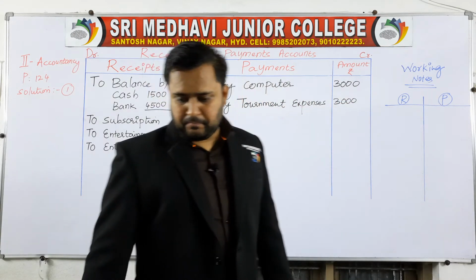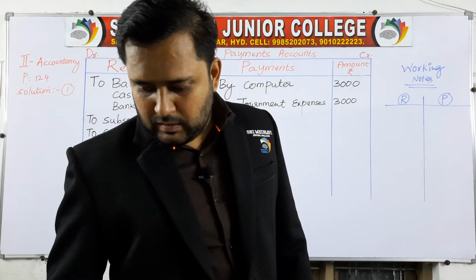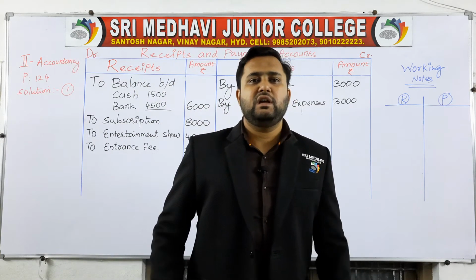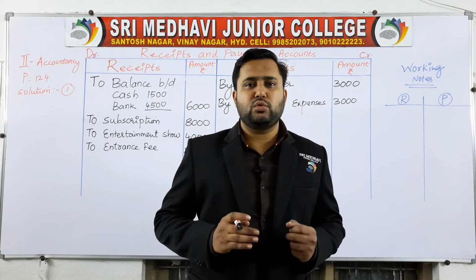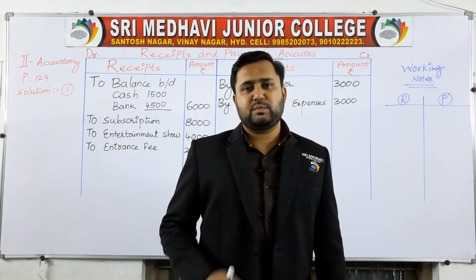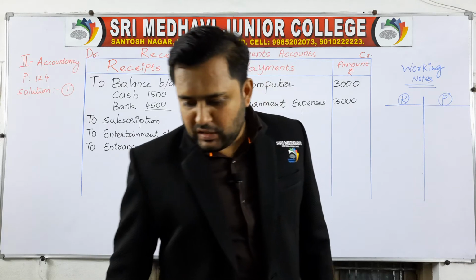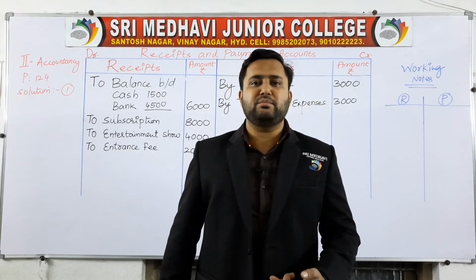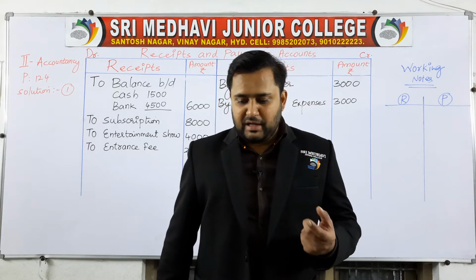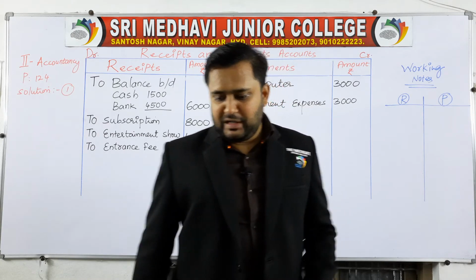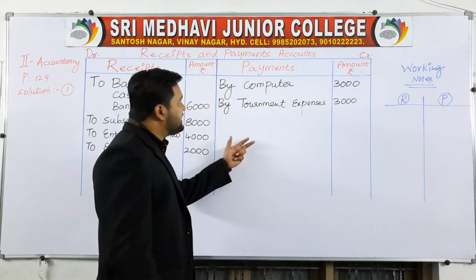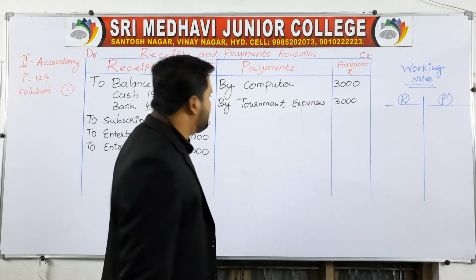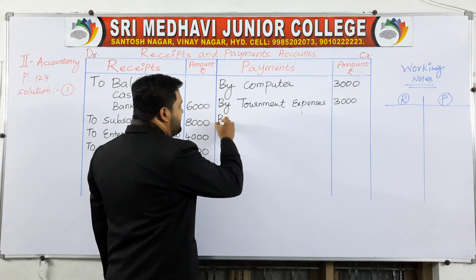Next, entertainment show expenses. For the purpose of the entertainment show, a few expenses were incurred. How much is the amount? 1800 rupees. So expenses means you made some payment for the purpose of the entertainment show. So entertainment show expenses comes under the credit side, which means the payment side, because you made some payment for that.